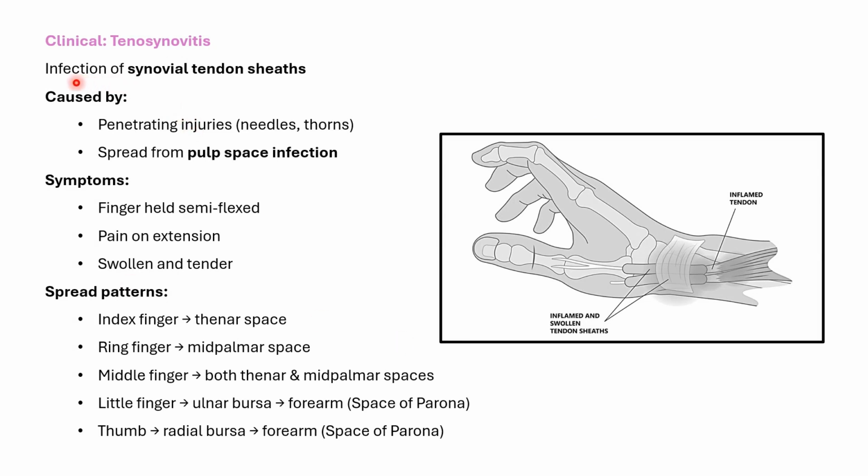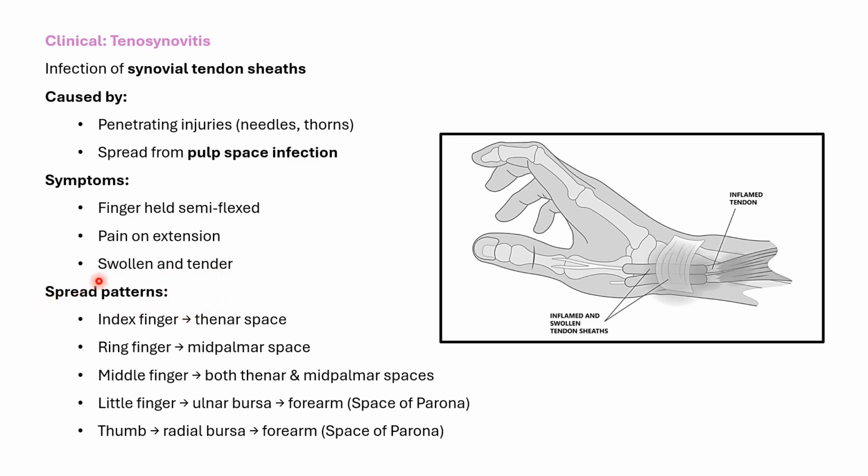Okay, now we learn about a clinical condition related to the synovial sheath. This is called tenosynovitis. It is infection of the synovial tendon sheath or synovial flexor sheath. The cause is penetrating injury like needles, thorns, and also spread from pulp space infection. And symptoms are the finger held semiflexed, pain on extension, and swollen and tender.